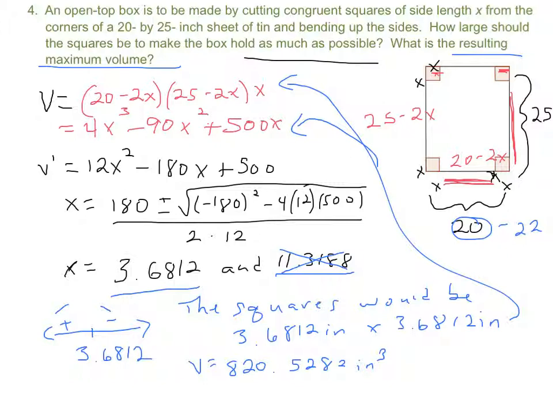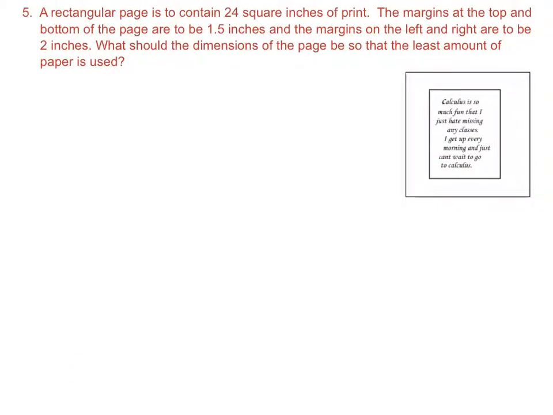On to example number 5. Example 5, a rectangular page is to contain 24 square inches of print. The margins at the top and bottom of the page are to be 1.5 inches, and the margins on the left and right are to be 2 inches. What should the dimensions of the page be so that the least amount of paper is used?